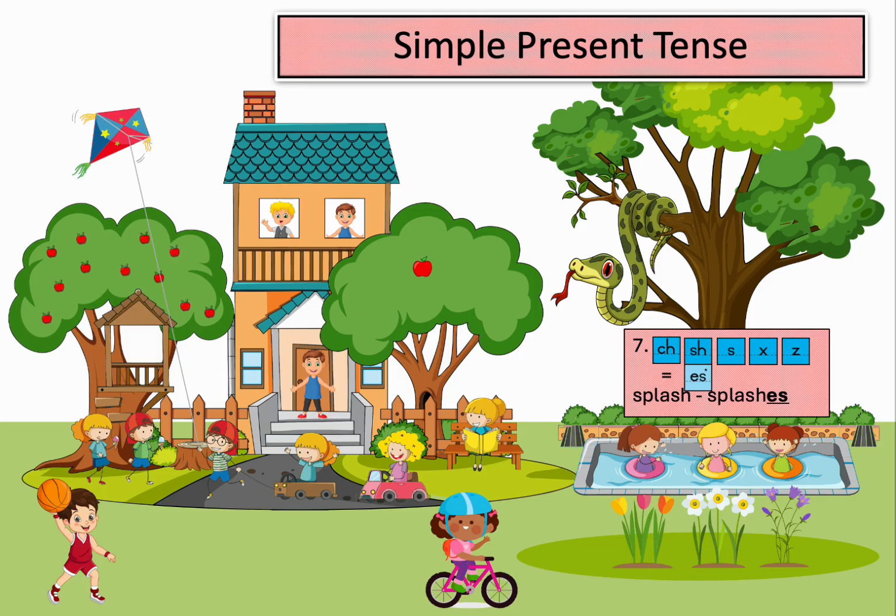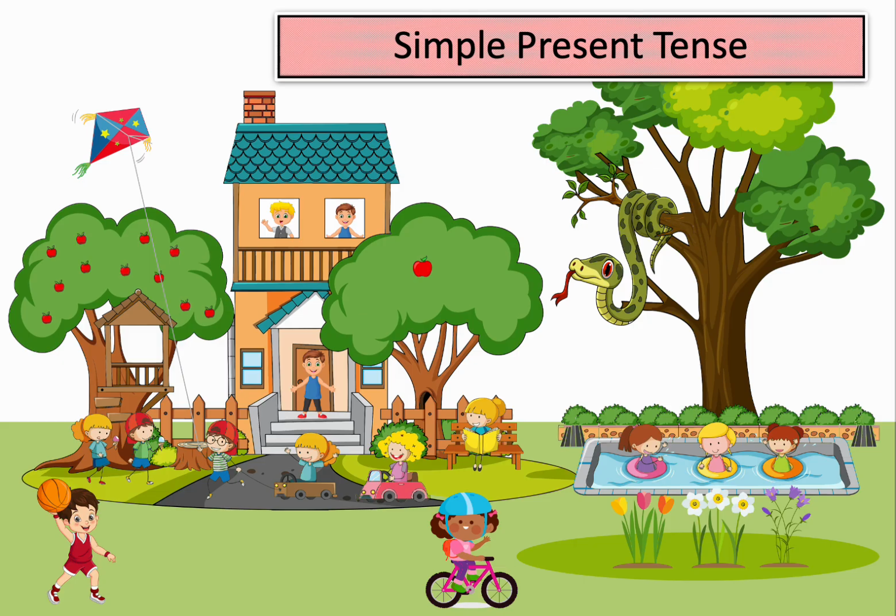Susan splashes the water. If a verb ends on ch, sh, s, ks, z, add es to the verb. If learners are taught just to add an s to verbs, they will keep getting this spelling rule wrong. This rule also applies to plurals, so spend time on these rules.